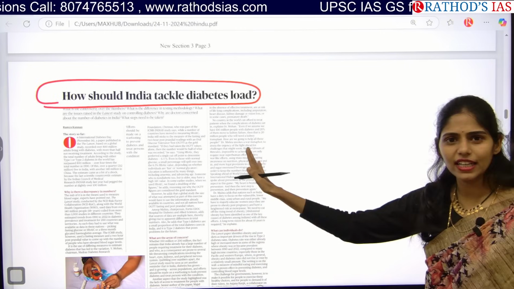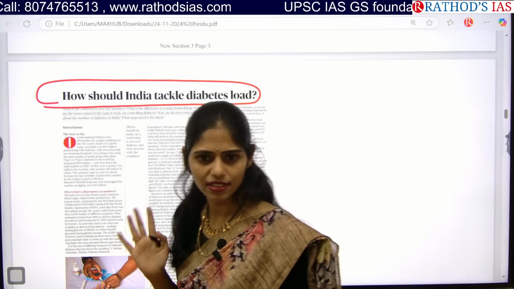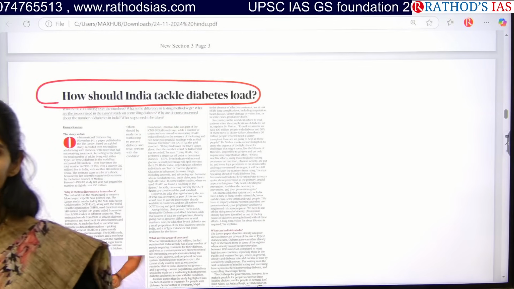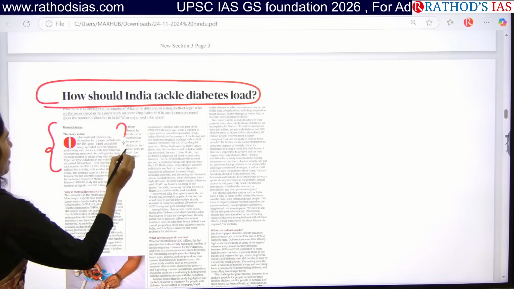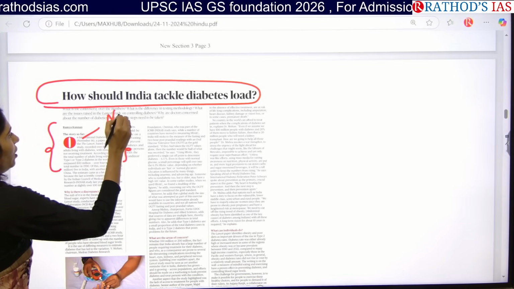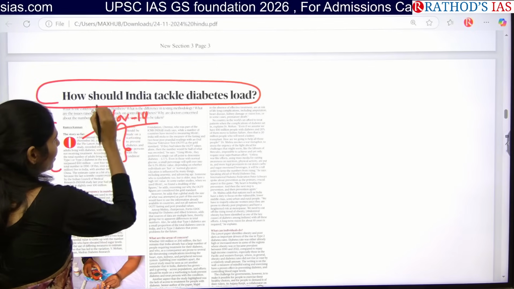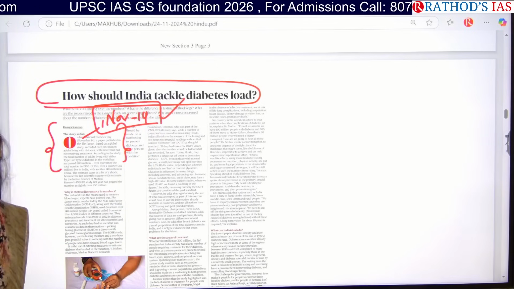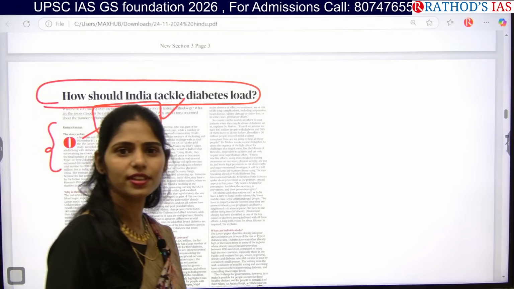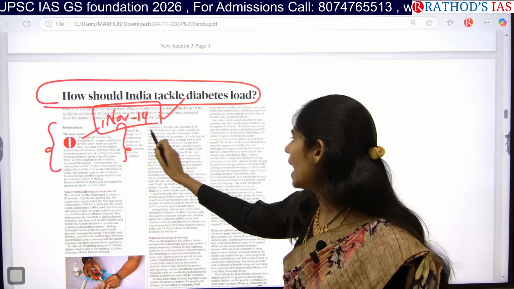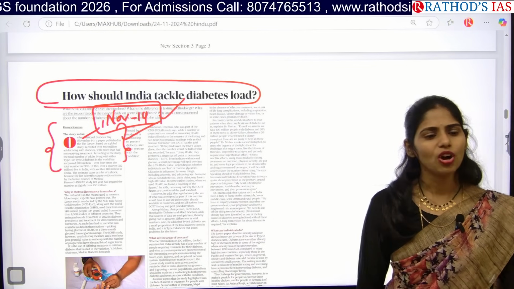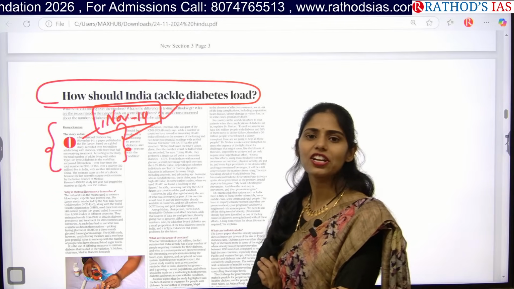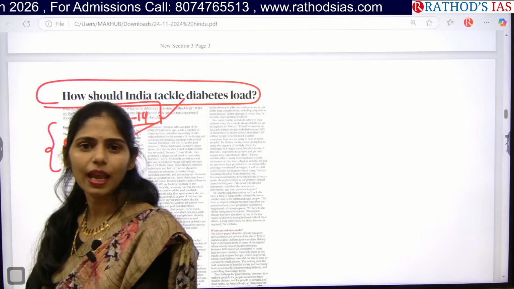This article is saying that there is an increase of diabetes cases in India. So why are we talking about diabetes cases now? Because International Diabetes Day is celebrated every year on November 14th. So what is the specialty of November 14th? Children's Day. Not only Children's Day, but International Diabetes Day is also celebrated on this day. On this occasion, Lancet came up with a report.